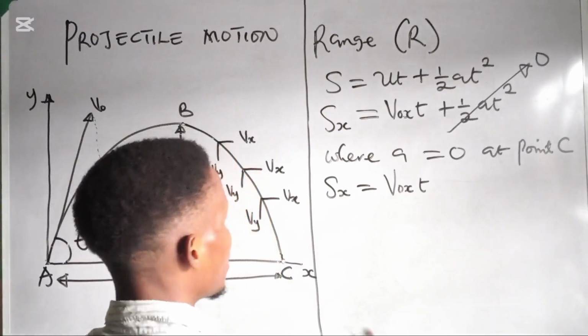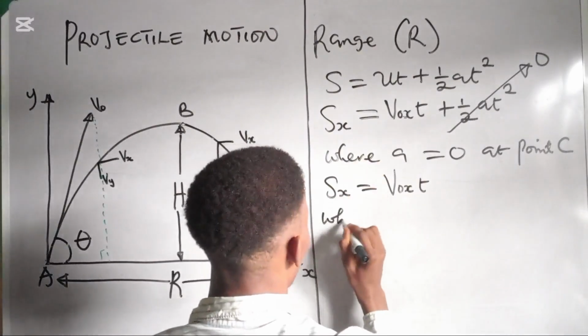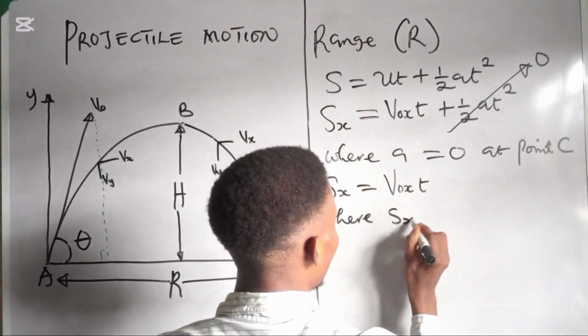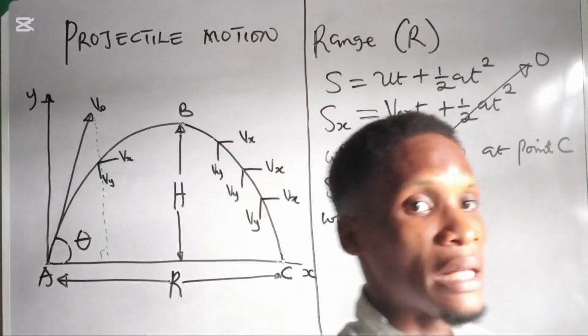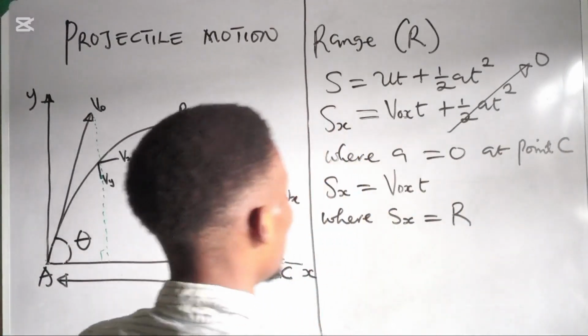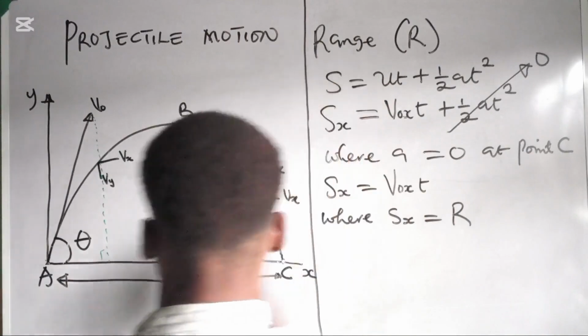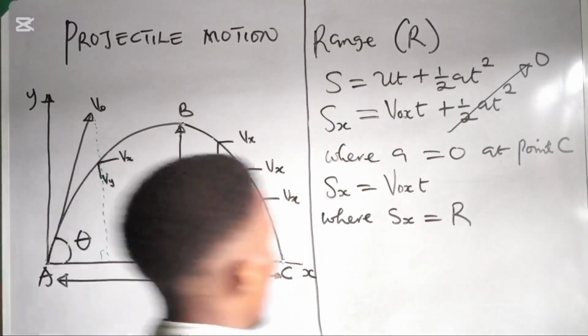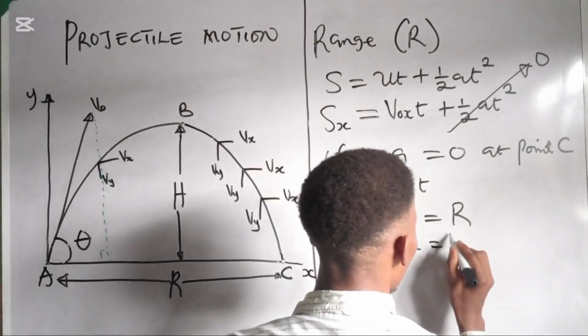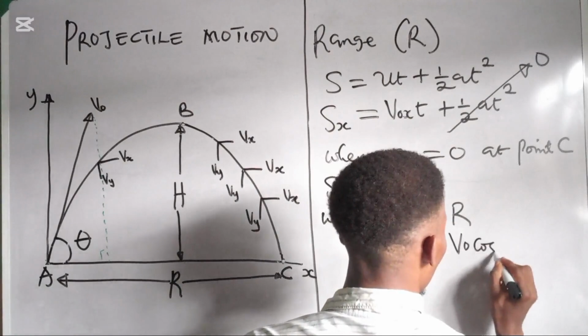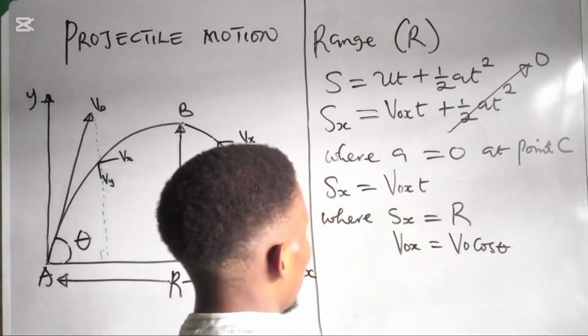Then we can see where Sx is equal to R, which is the range that we're looking for, being this horizontal distance. And also V naught x is equal to V naught cos theta. All right.